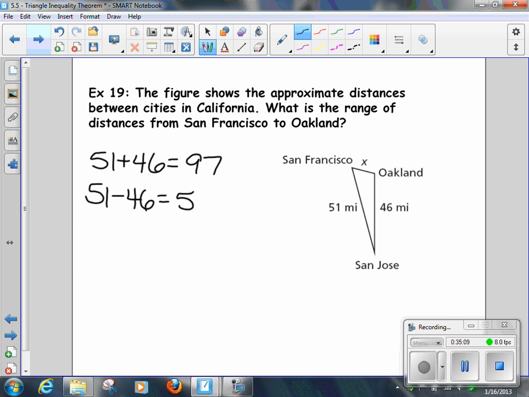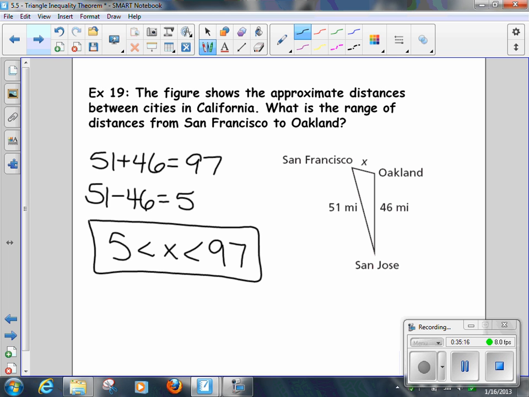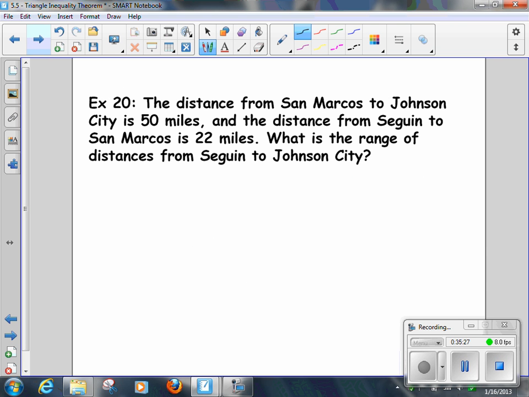So what? Right on. Very good, Maddie. 5 is less than x is less than 97, right? Got it? Promise? Yeah? Okay. Questions at all?